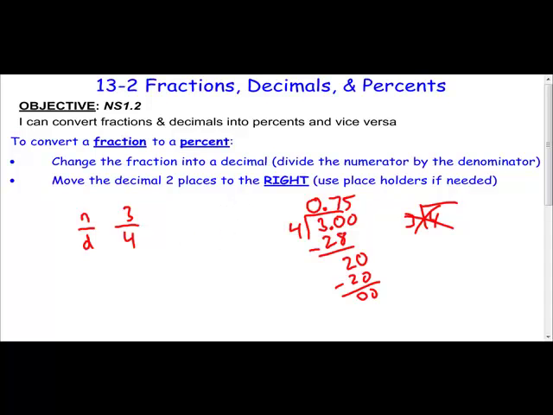So let me write that over here. Equals 0.75. Now this is a decimal that we need to change into a percent, and this is per 100, so 75%, 75 per 100. So the simple way to do it is to move the decimal 2 places to the right. 1, 2, and so the decimal is now here, so now we have 75, and then we need to write the percent sign. Now it says use placeholders if needed. Well, I moved it 2 places to the right, and I'm okay there.